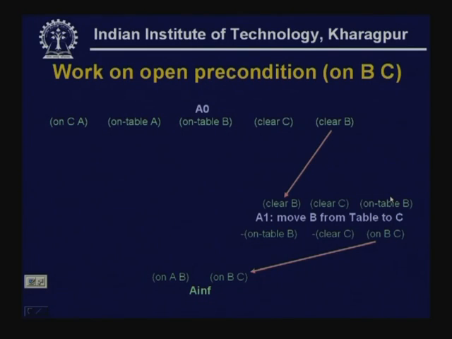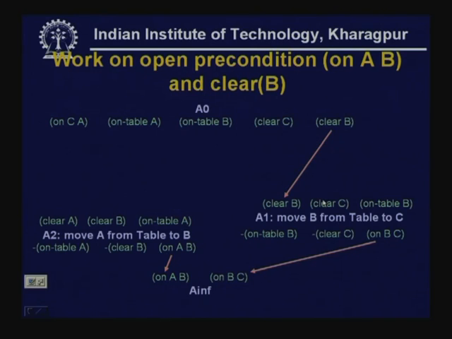Now, what we will do is we will take up one of these open conditions. Let us take up clear B, and we see that clear B is satisfied in the initial state. So, we say that A0 achieves clear B for A1.